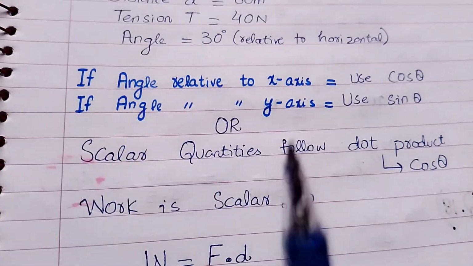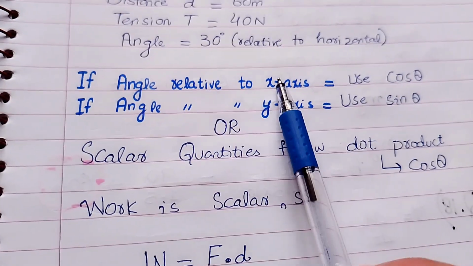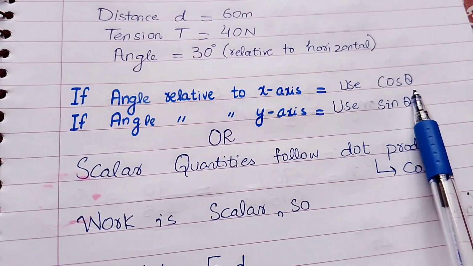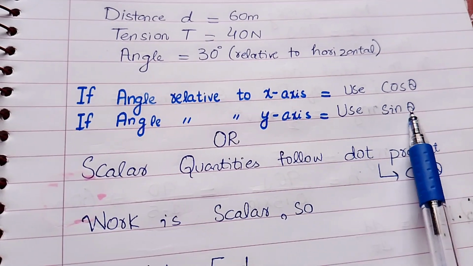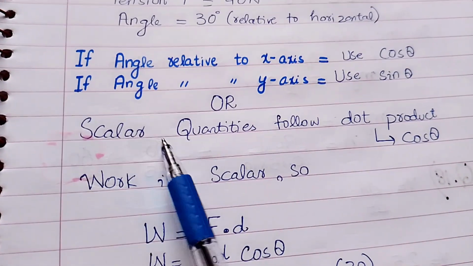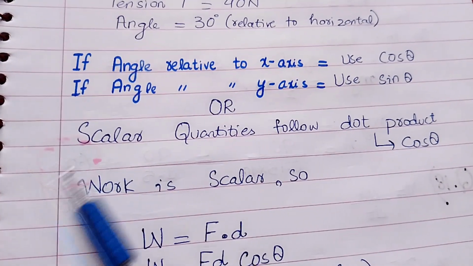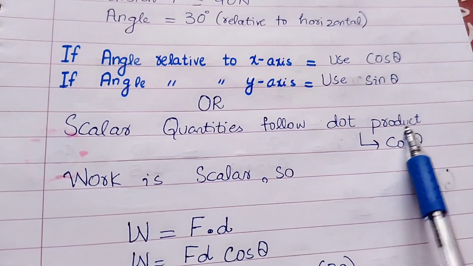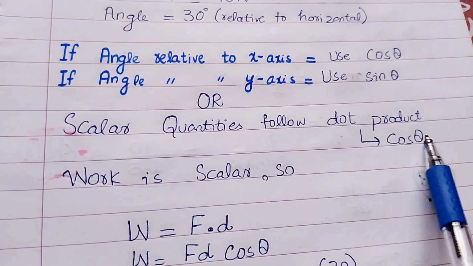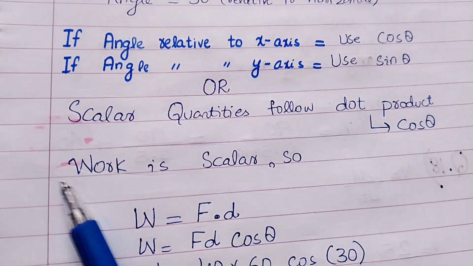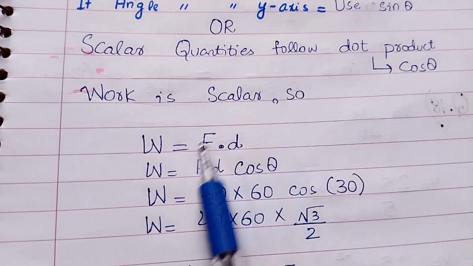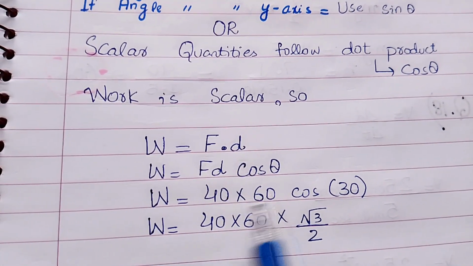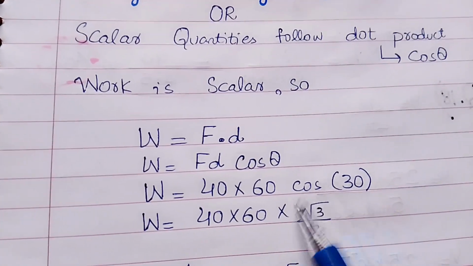So dear, when the angle is relative to the x-axis we use cos theta, and when the angle is relative to the y-axis it's sin theta. We can also say that scalar quantities follow the dot product, and the dot product is derived as cos theta. Work is a scalar quantity, so we can use work is equal to F d cos theta, and we just put the values: 40 into 60 and then cos 30.